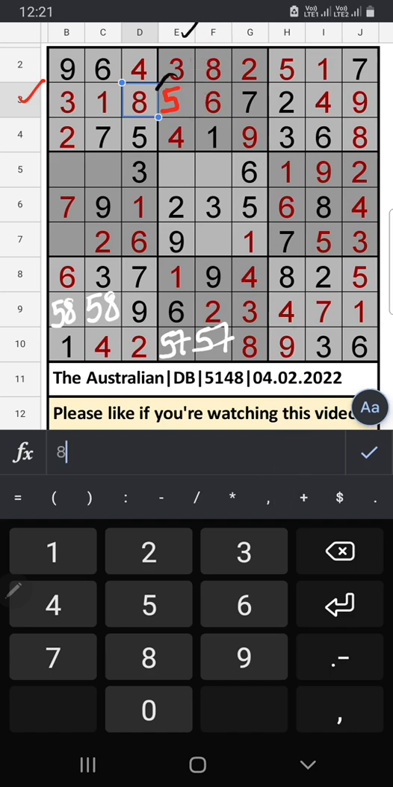Column E, we have 5. So 5 can't come in the cell. 5 is confirmed here, then 7 is here.